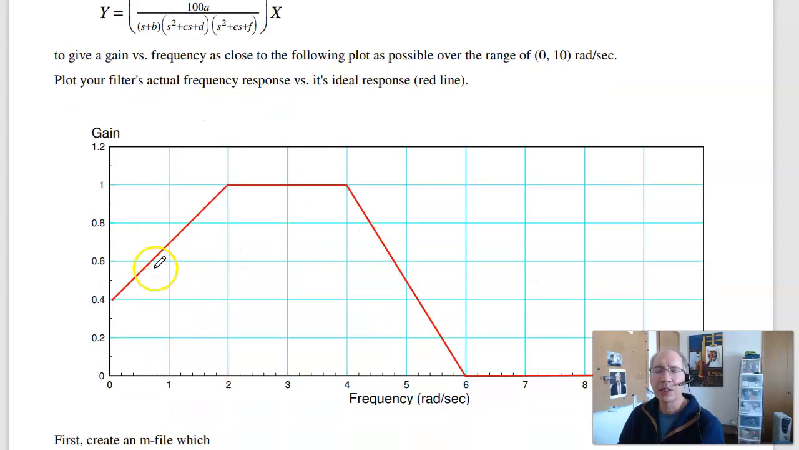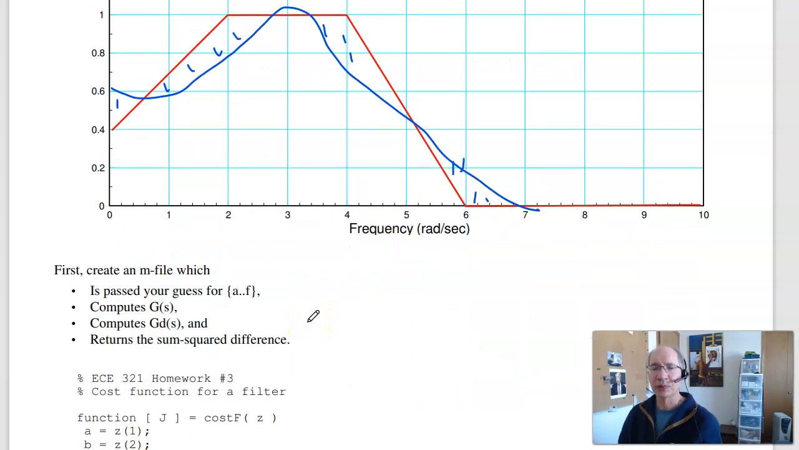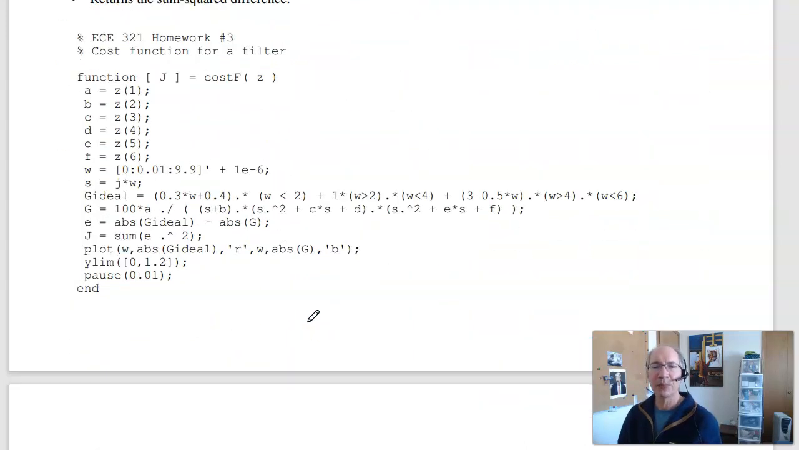So what I'm going to do is use fminsearch. I'm going to guess A, B, C, D, E, F, and it'll do something. My function then will take the difference between the two, add up the sum squared difference, sum squared error, and return that. What filter, what A, B, C, D, E, F minimize the sum squared error? That's a problem for fminsearch.